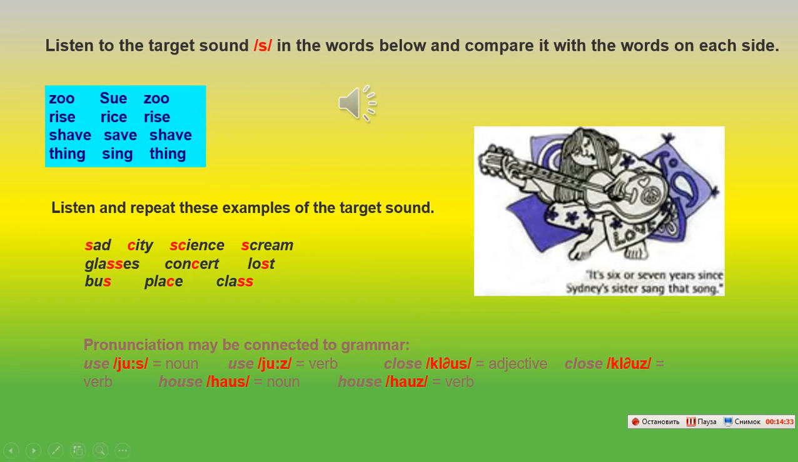Now listen to the target sound in the words below and compare it with the word on each side. A14A. S, S, S. Z, Z, Z. A14B. S, s, s. A14C. Zoo, Sue, zoo. Rise, rice, rise. Shave, save, shave. Thing, sing, thing.